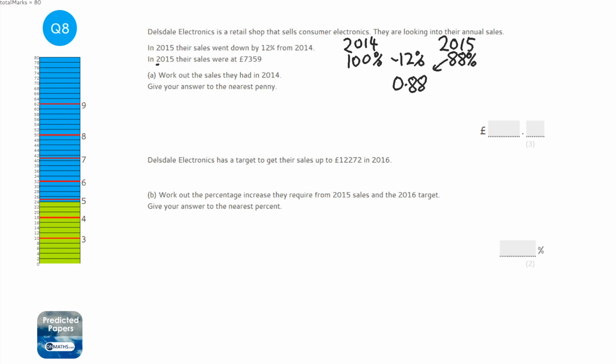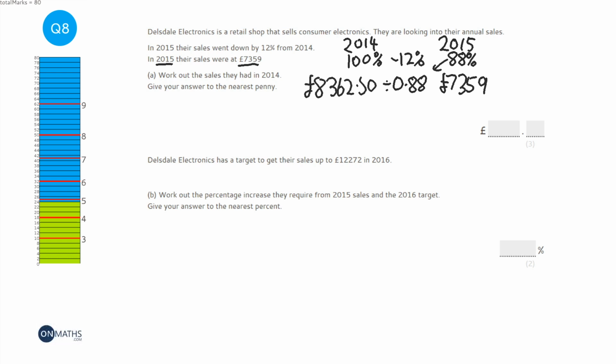But in this question, we're given the 2015 sales, so we're given this one here. So we want to work backwards. So what we want to do is I'll get my calculator, 7,359 divided by 0.88, and that gives me £8,362.50. You've got to ask yourself, well, is that reasonable? Well, they went down by 12%, so it's natural that they would go from a number around just over 8,000 to a number that's just over 7,000. So I'm going to write the answer, £8,362.50.